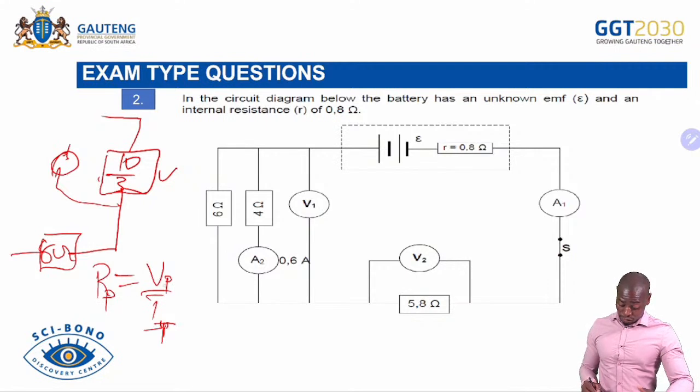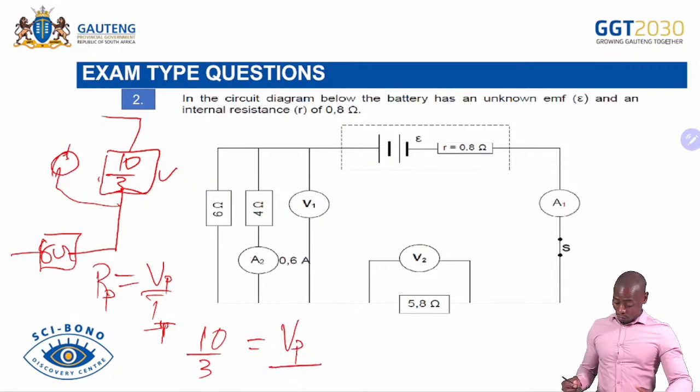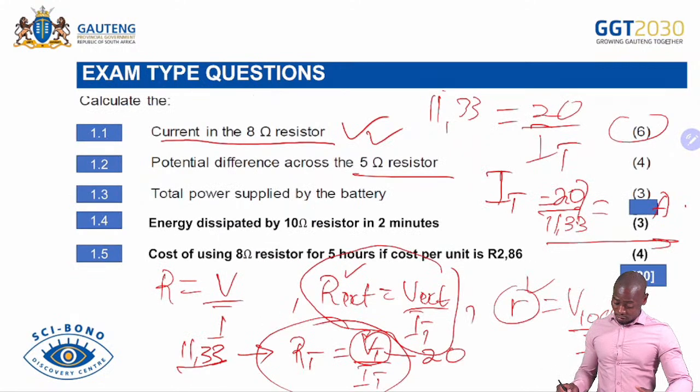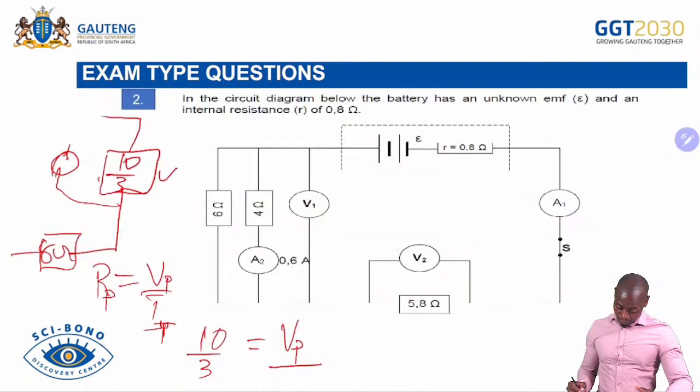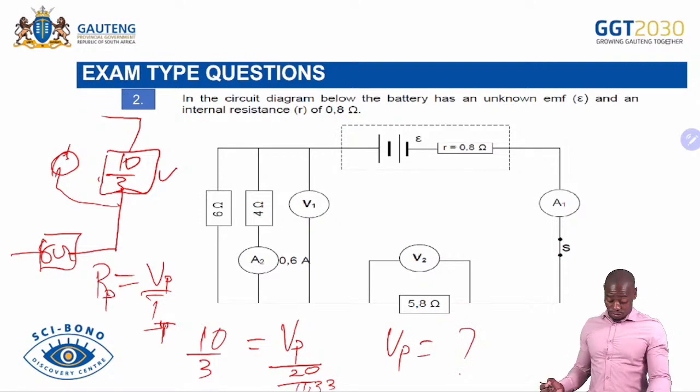So it will be Rp equals V parallel over I total. Then what is my Rp? My Rp is 10 over 3. And then V parallel is what I'm looking for. And then I total, I got I total. What was my I total? I total was 20 over 11.33. Then you can get your V parallel. That is one method that you can use.